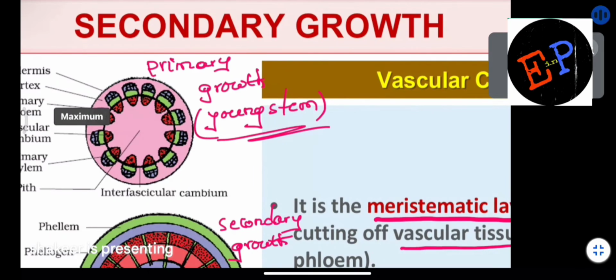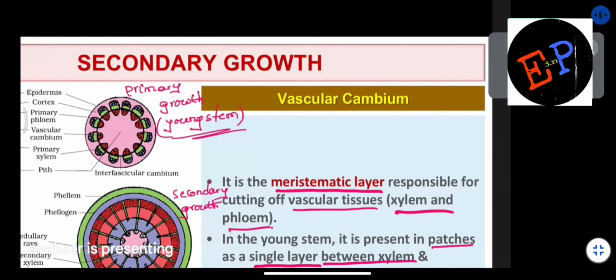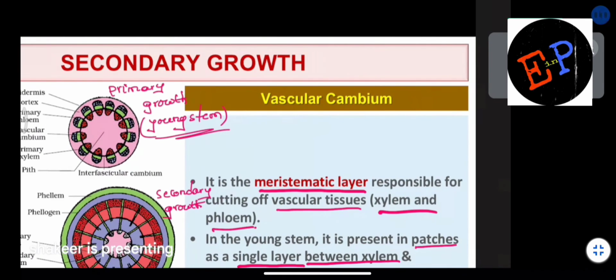But when this primary stem grows into a mature stem, then this ring, these discontinuous patches, all of them get connected and a circular ring will be formed. Are you able to understand, ma? So I will try to draw the diagram here. In the primary stem, this cambium will be like this, discontinuous. But when the stem matures, what happens? They will complete into a ring.